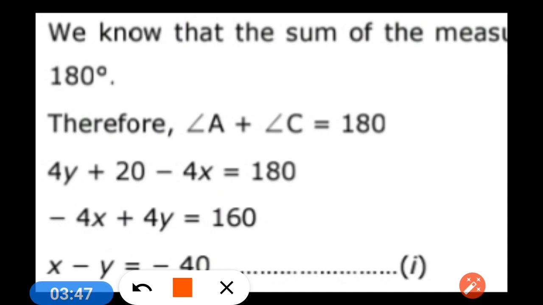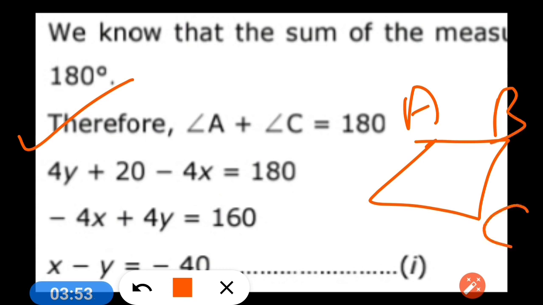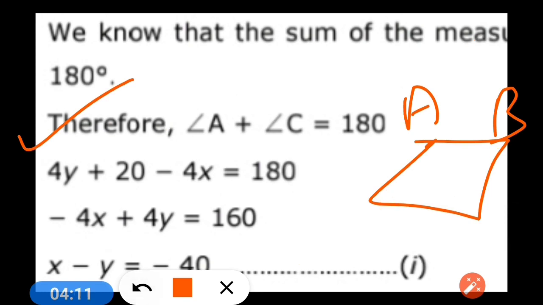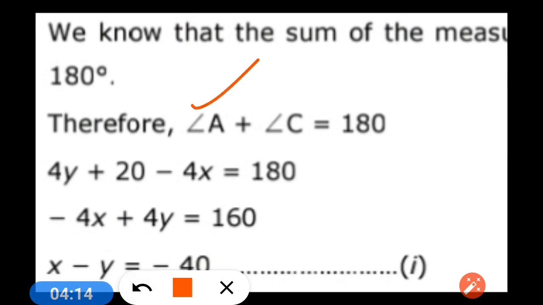Now we are applying it for the first one. The cyclic quadrilateral was A, B, C and D. So the opposite angles are A, C and B, D. If we apply this for A and C, we'll have A plus C as 180. After putting the values of A and C given in the question, A was given as 4y plus 20 and C is given as minus 4x. So A plus C is 180, that's why 4y plus 20 minus 4x equals 180.